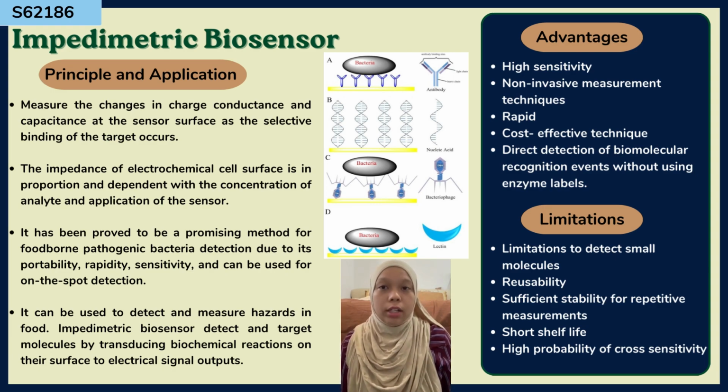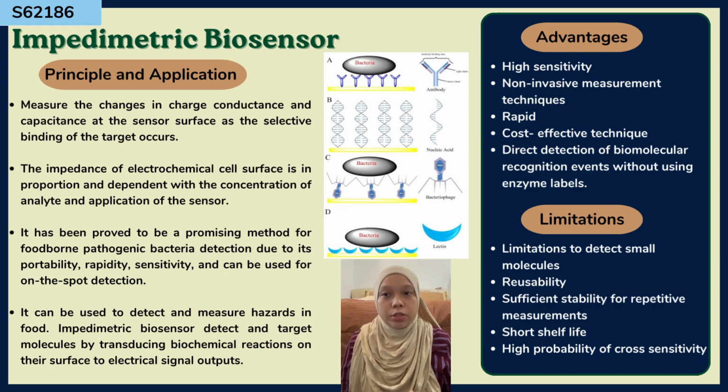Impedance technique as one kind of electrochemical biosensor has been proved to be a promising method for foodborne pathogenic bacteria detection due to its portability, rapidity, sensitivity, and more importantly, it could be used for on-the-spot detection. Impedimetric biosensors have a simple structure and can be used to rapidly and sensitively detect and measure hazards in food. Impedimetric biosensors detect and measure target molecules by transducing biochemical reactions on their surface to electrical signal outputs responding to a sinusoidal electrical signal input.